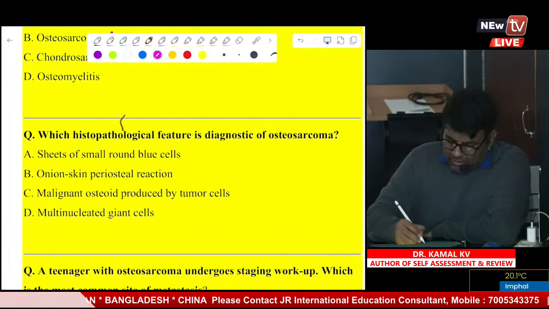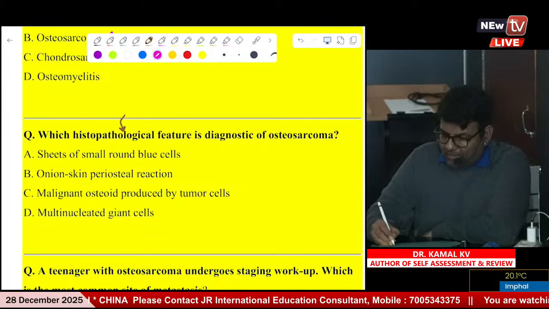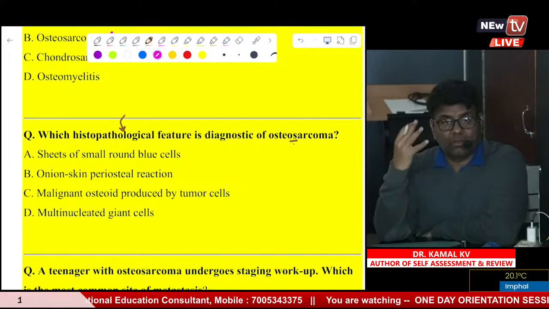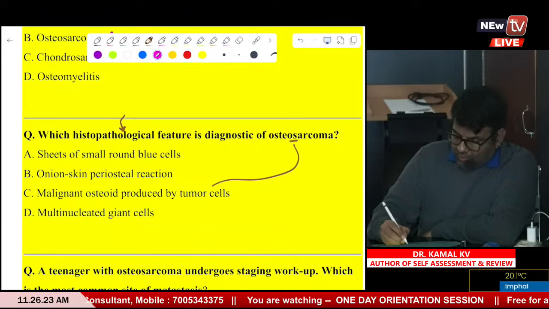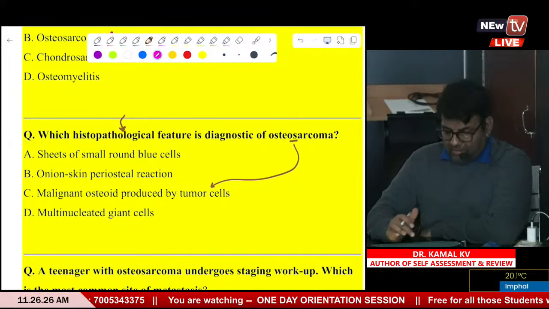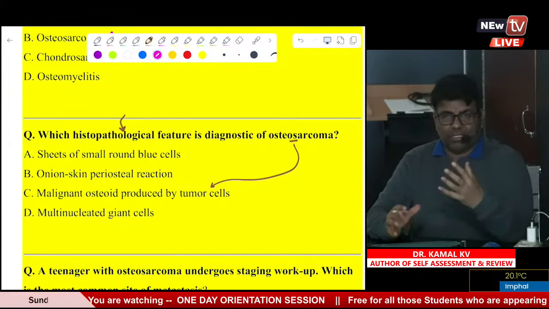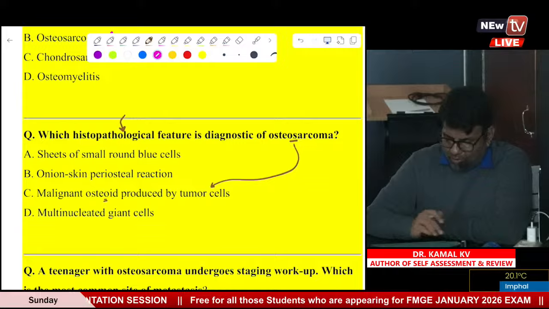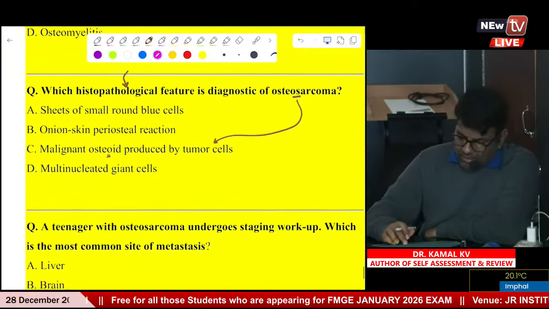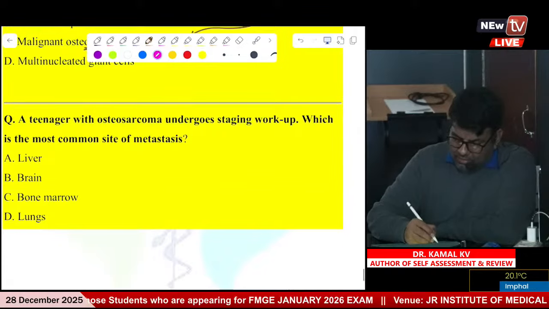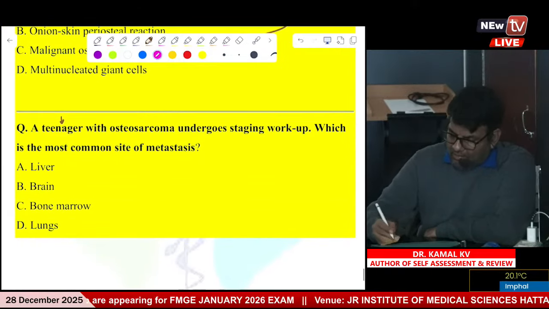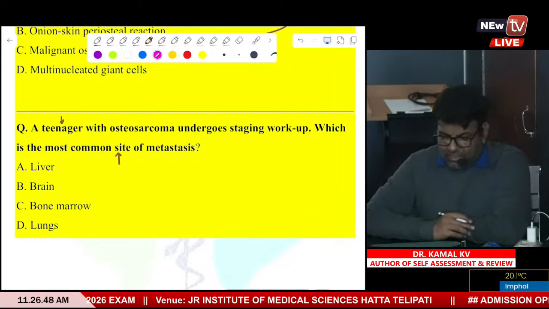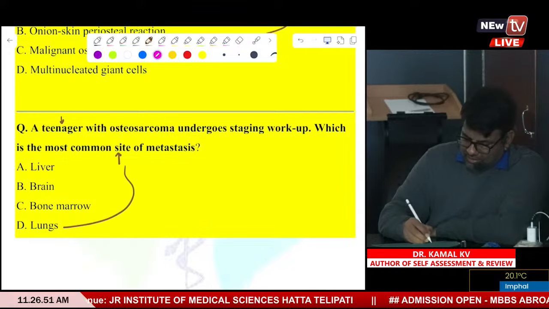What is the histopathological feature of osteosarcoma? I told you that they produce new bone. And what is new bone actually? It is osteoid. Because osteoid is the basic substance over which calcium deposits and bone is formed. So tumor cells form bone, that is actually osteoid. A teenager with osteosarcoma comes for staging. What is the most common site of metastasis? Very good. So it is lungs.